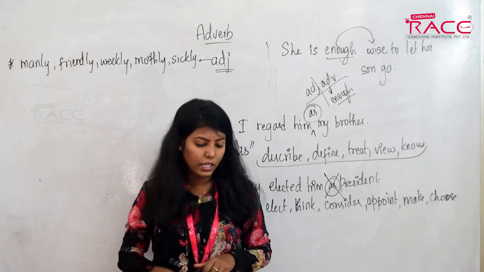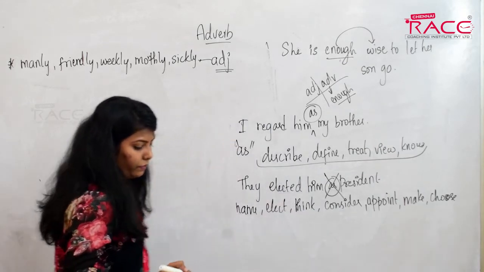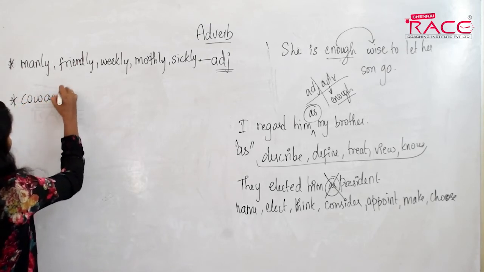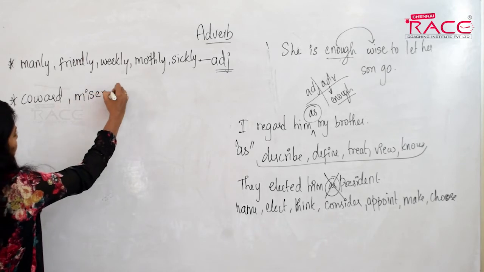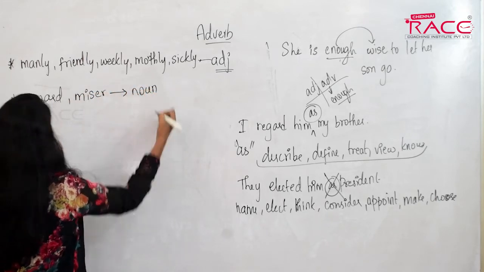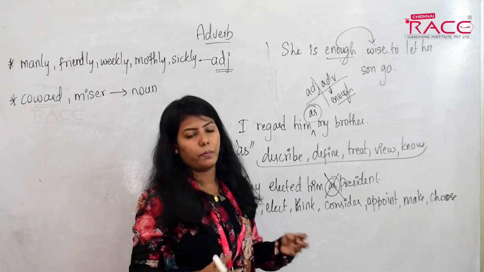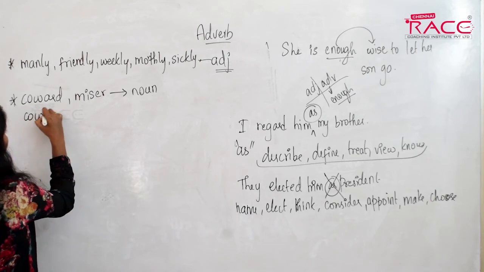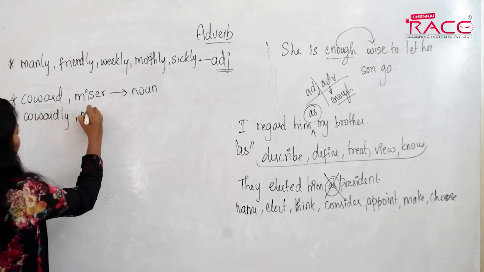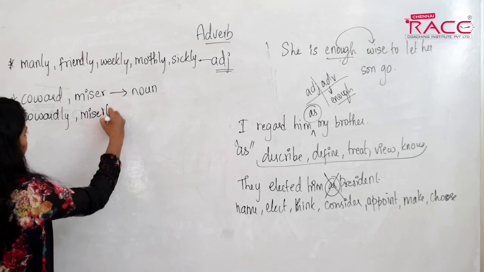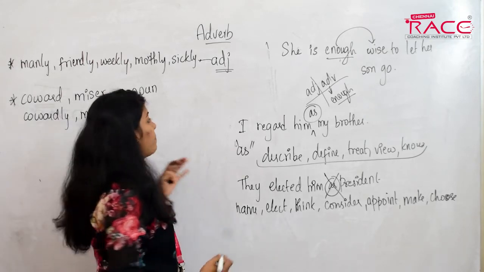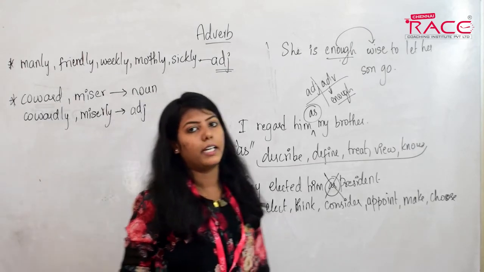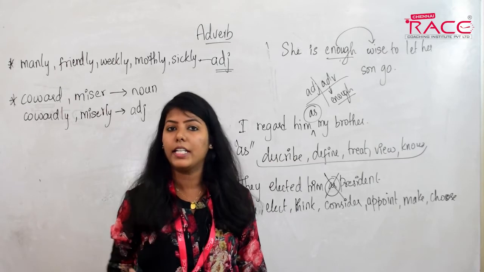Okay, so next one we have. When I say coward, or when I say miser, these are nouns. When I say coward or miser, I'm talking about a person who is a coward or who is a miser. So when I say cowardly, miserly, by adding ly, it is not made an adverb, it is made an adjective. So cowardly or miserly are adjectives and not adverbs.